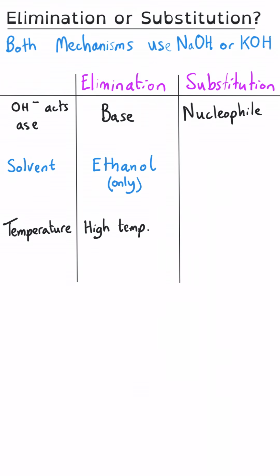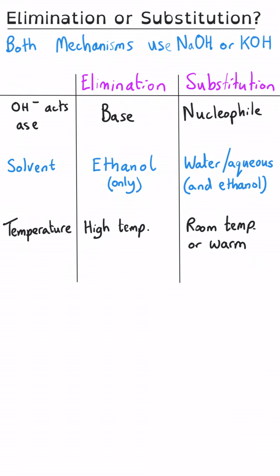If you want the hydroxide ion to act as a nucleophile, you can actually do this at room temperature, but it is quite slow. To speed it up, you would warm the mixture. In this case, the hydroxide is going to be dissolved in water, but also you might use a little bit of ethanol to help the halogenoalkane to dissolve. It dissolves better than it does in just simply water.